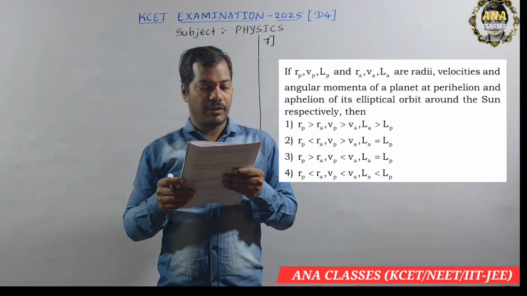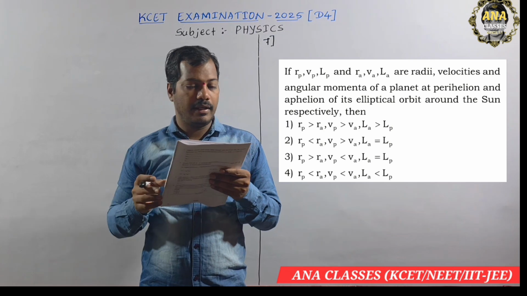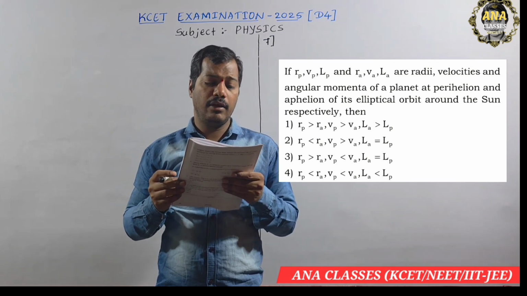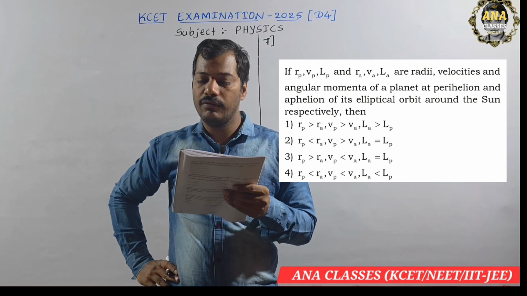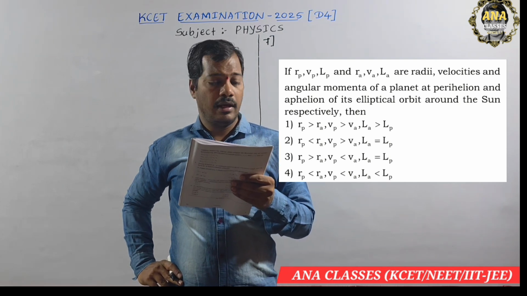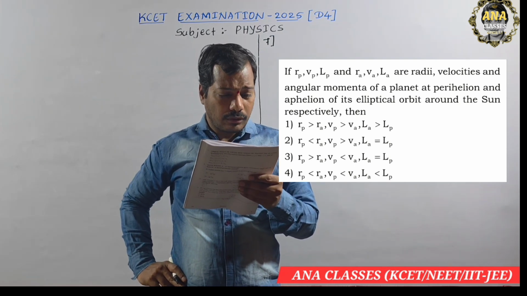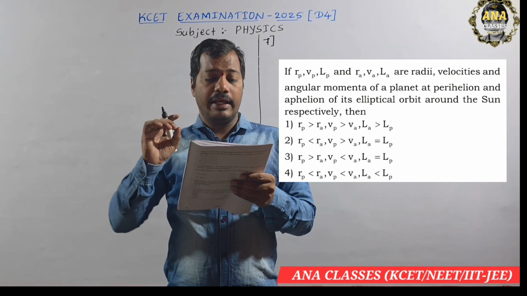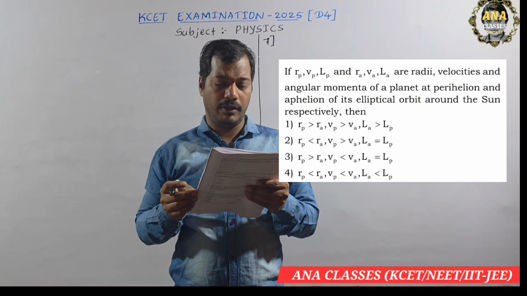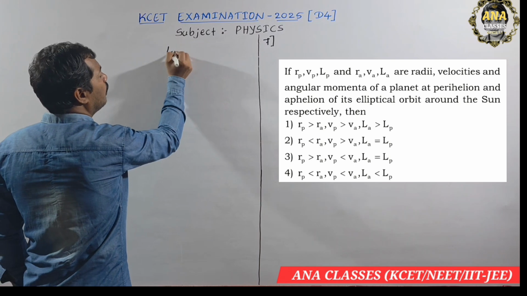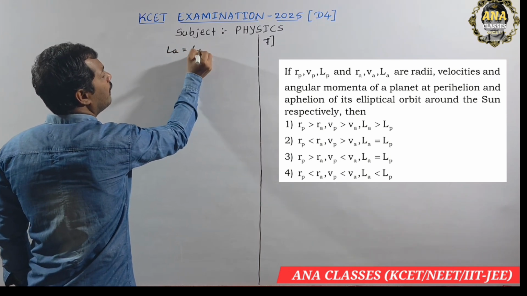The next question is: if RP, VP, LP and RA, VA, LA are the radii, velocities and angular momenta of the planet at perihelion and aphelion of its elliptical orbit around the sun respectively. The angular momentum of both is equal. So LA is equal to LP.